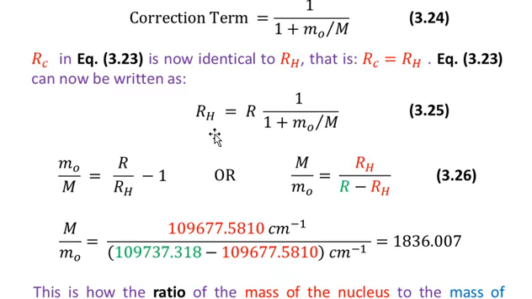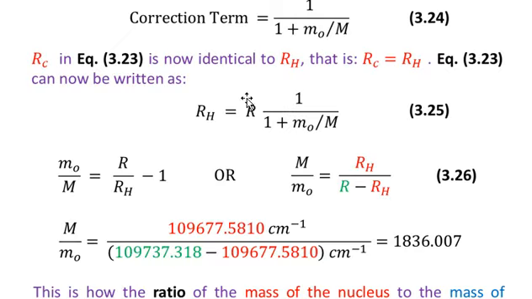so this value is RH, which is the same value as RC, because now we have introduced the correction. That's why this value is RH, because RC is now RH, both are the same thing. So I have replaced RC by RH, and then RH is equal to R times 1 over 1 plus m naught over capital M.